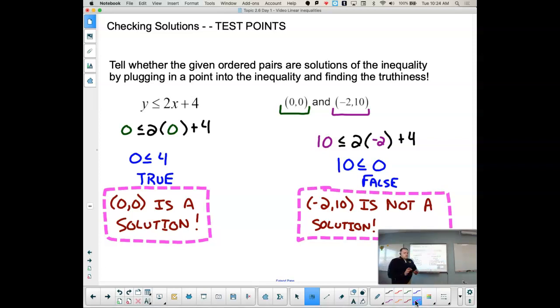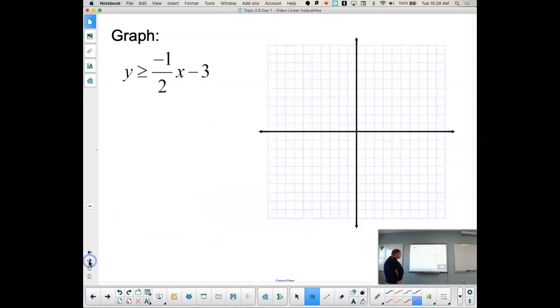So quick test points for us to do. All right, let's dive into two examples here. Let's graph these two lines. First off, this line is already in y equals mx plus b form for us. So then I can say that this number is my y-intercept, which is 0, comma, negative 3. So I'm going to go down 3 from the origin, and I'm going to put my dot right there.